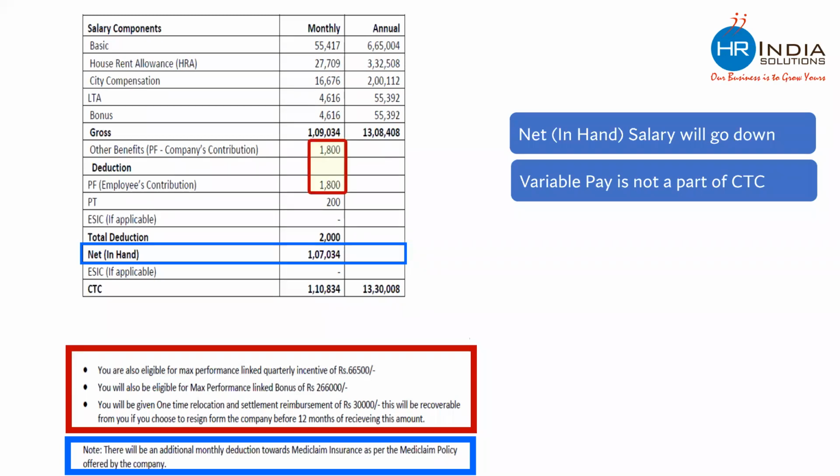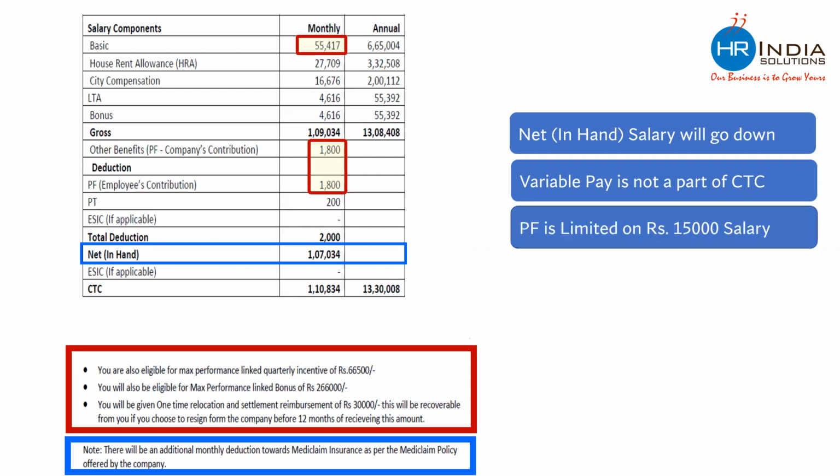Third, you will see that the provident fund contribution is only 1,800, but the basic salary is 55,000. If you calculate 12 or 13% of 55,000, it would be very high. But the company is paying only 1,800, which means this company has decided to pay provident fund up to 15,000 only. Beyond that, they will not pay, which is legally okay. Company can say that whatever is the basic, up to 15,000 we would be paying PF. Above that, we would not be paying PF.